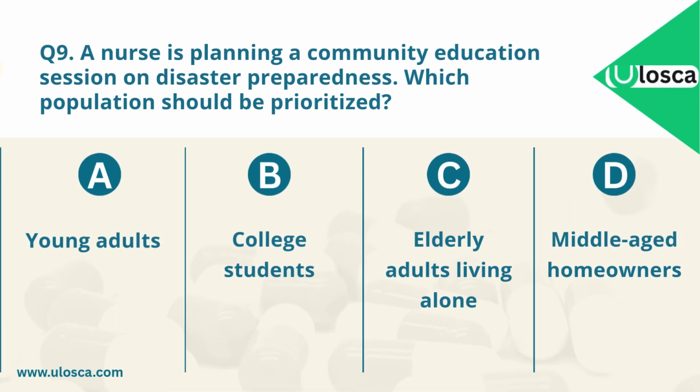Question 9. A nurse is planning a community education session on disaster preparedness. Which population should be prioritized? A. Young adults. B. College students. C. Elderly adults living alone. D. Middle-aged homeowners. Which one is the correct answer?